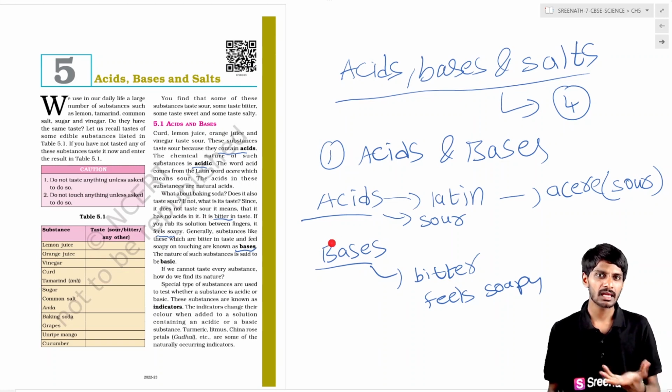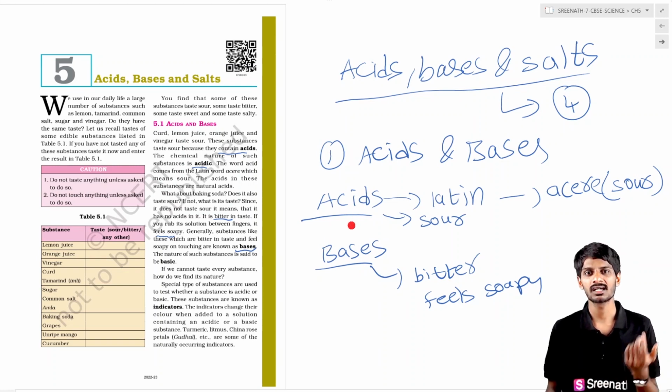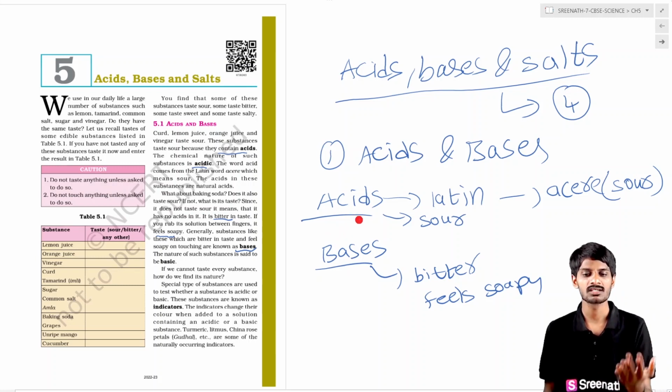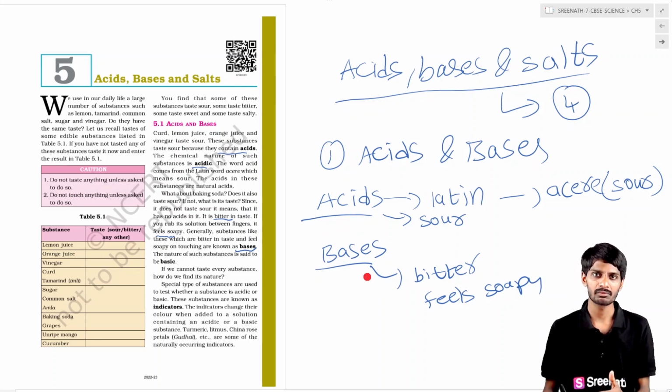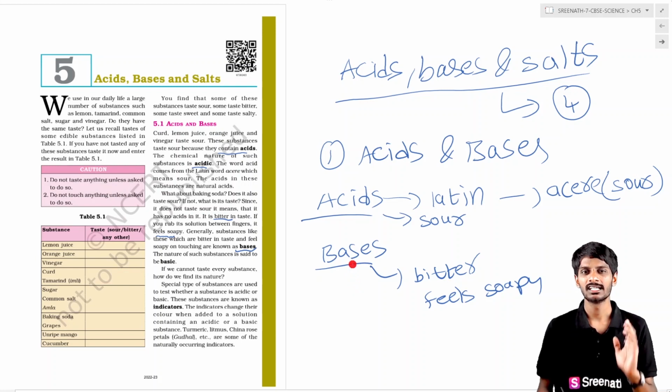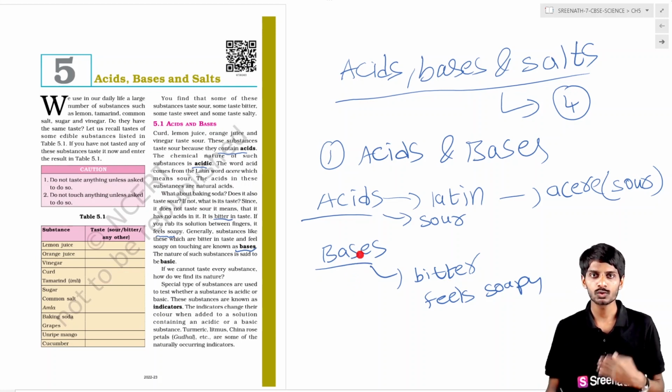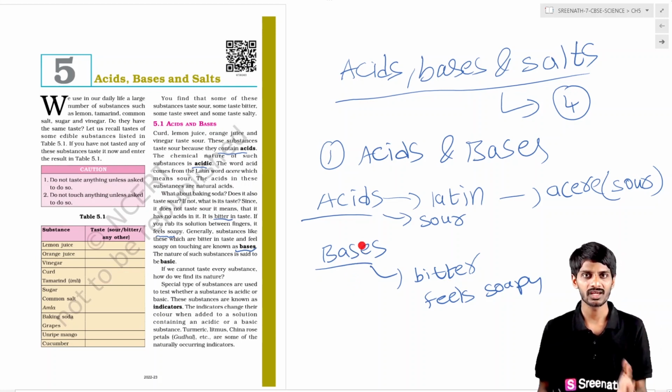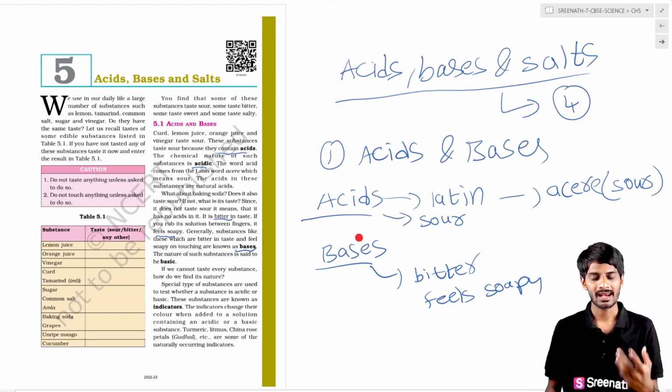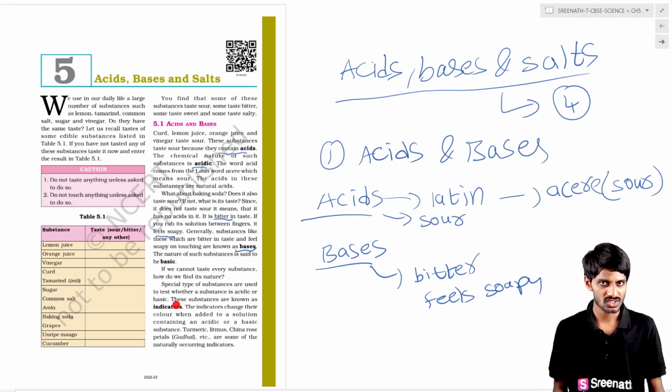Every time we have to taste every substance and decide this is an acid, this is a base; this has a sour taste so it is acidic, it has a bitter taste so it is basic. That is somewhat difficult. So we have to find another way to differentiate between acids and bases. The other way is the use of indicators. Here is the definition for indicators.